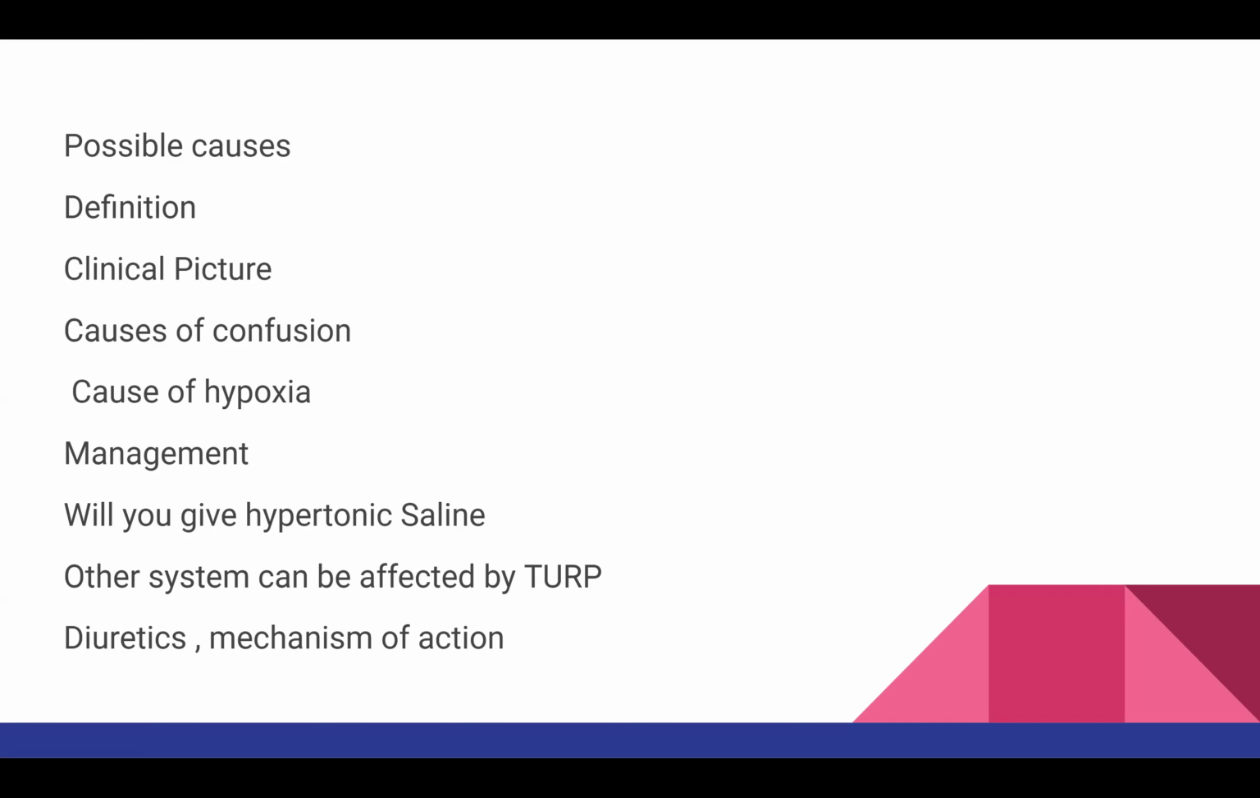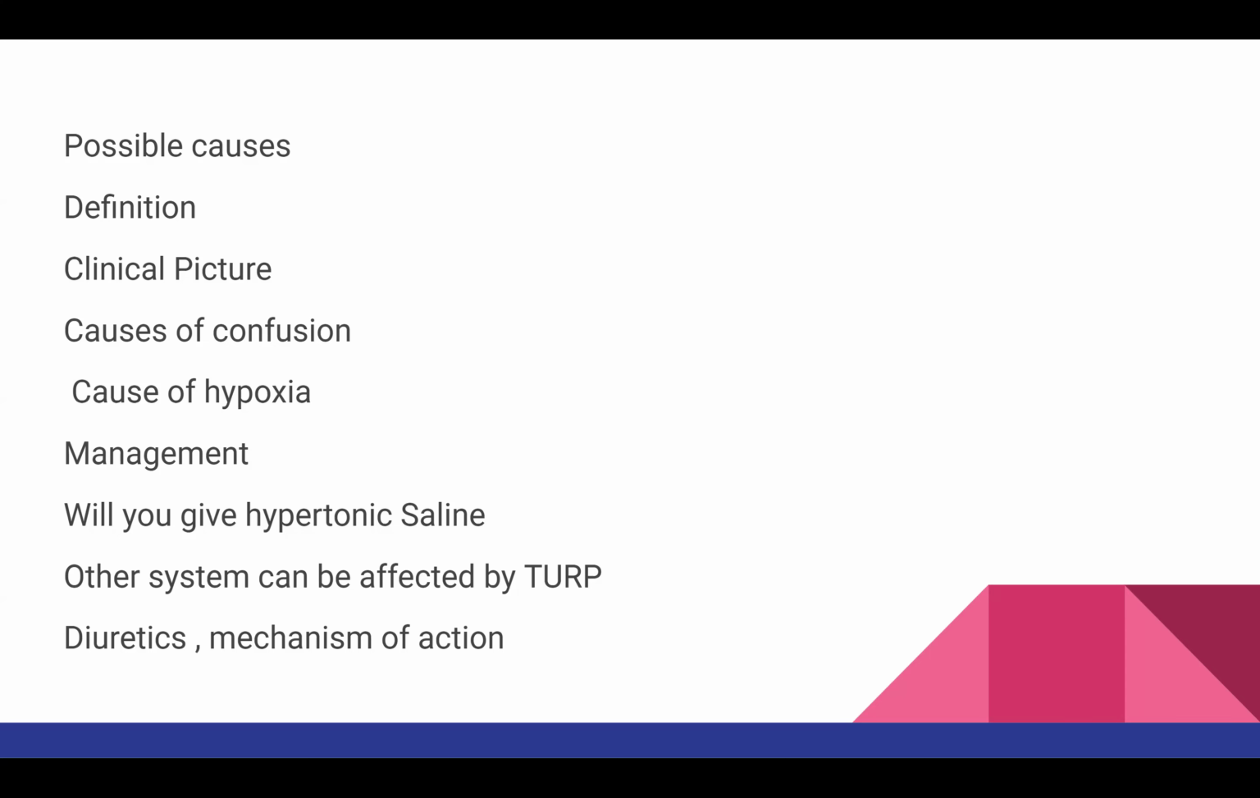TURP is the transurethral resection of prostate, which is a surgery which is done for benign prostatic hypertrophy, in which fluid is instilled, which is glycine rich, for irrigation and to achieve hemostasis. Okay. So what is the clinical picture of this TURP syndrome?